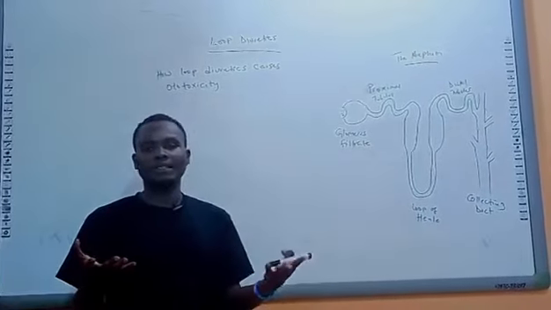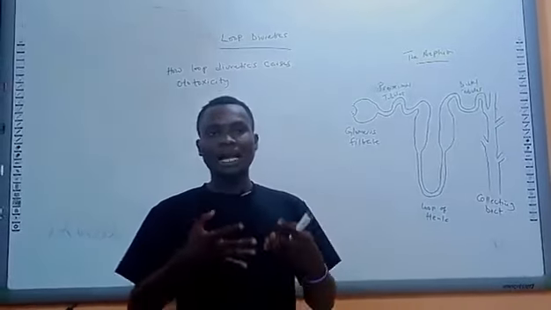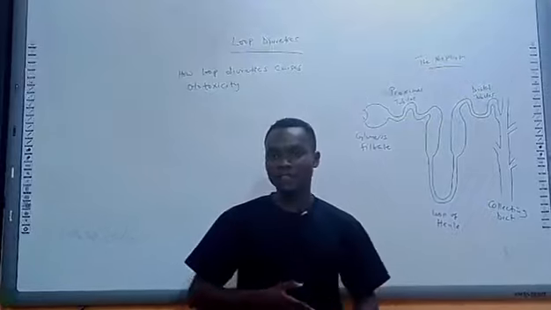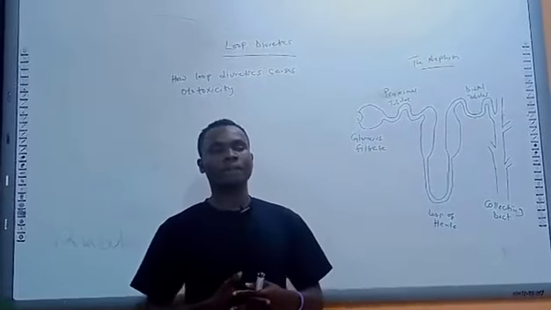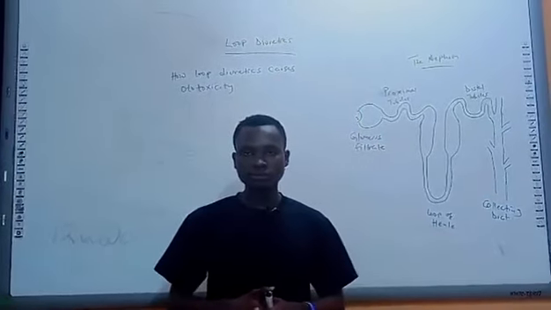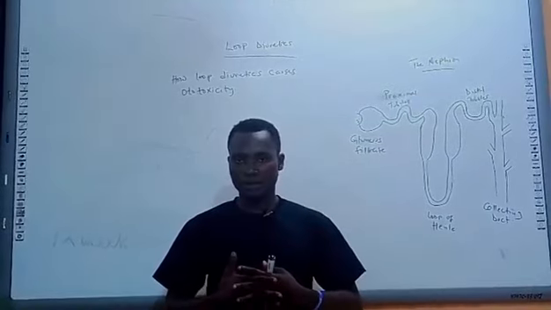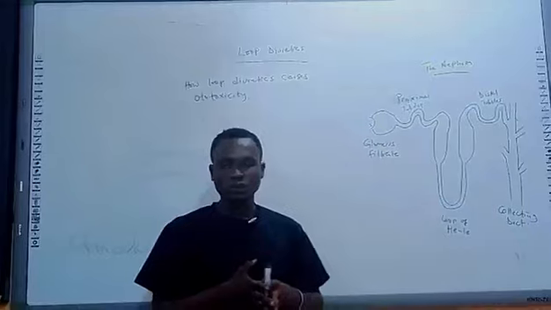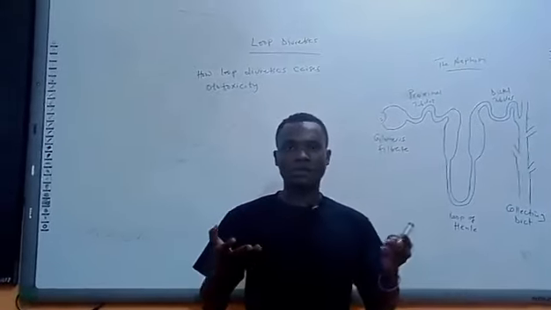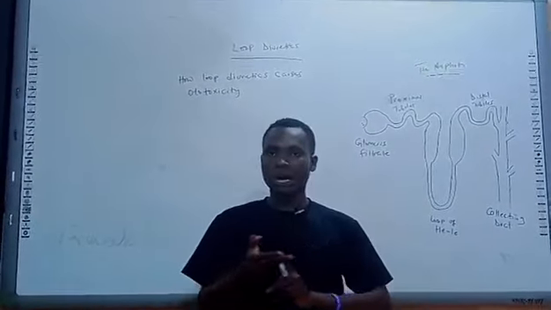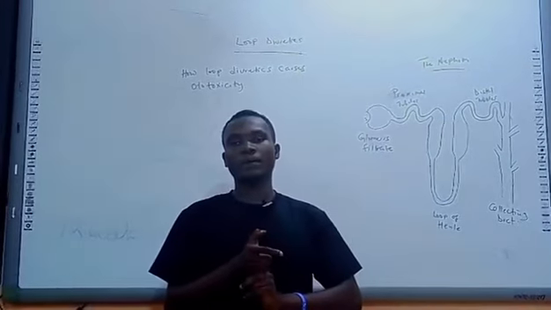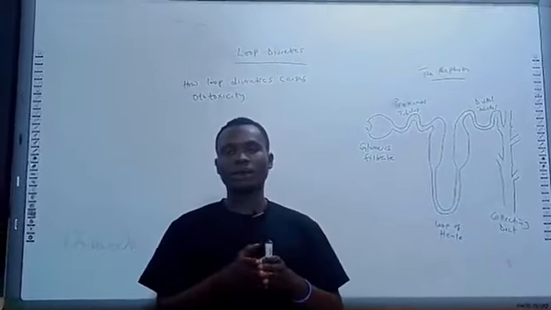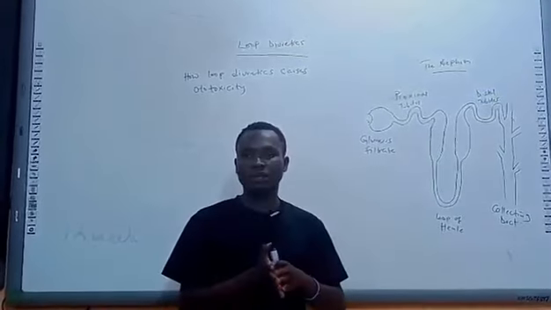Now, what are loop diuretics? Loop diuretics are anti-hypertensive drugs, just like thiazide diuretics, osmotic diuretics, and others. They lower your BP. That's their major function. Loop diuretics can be given to patients suffering from hypertension, heart failure, or pulmonary edema. They are more potent than thiazide diuretics, and we are going to see why.